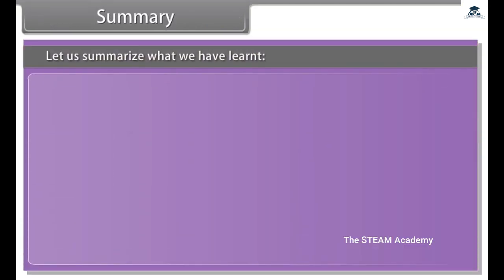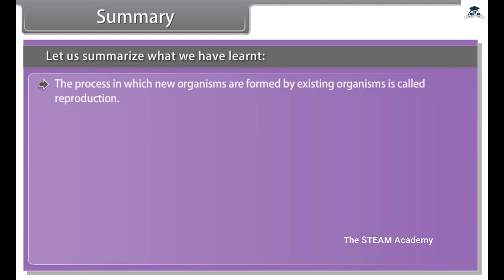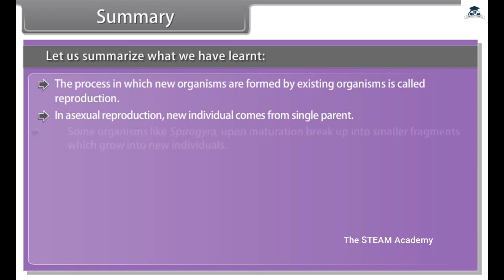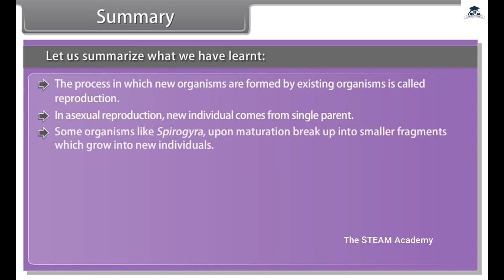Summary. Let us summarize what we have learned. The process in which new organisms are formed by existing organisms is called reproduction. In asexual reproduction, a new individual comes from a single parent. Some organisms like Spirogyra, upon maturation, break up into smaller fragments which grow into new individuals.